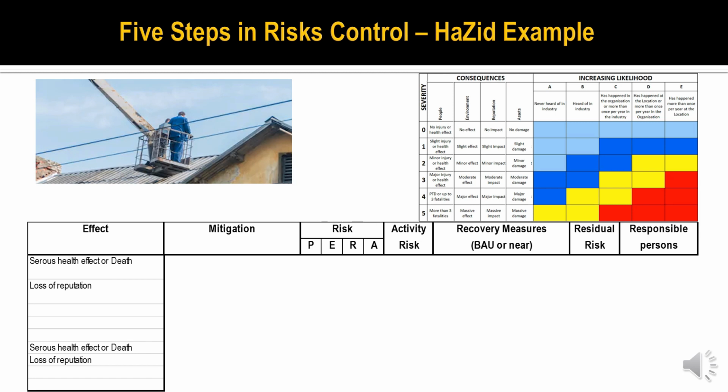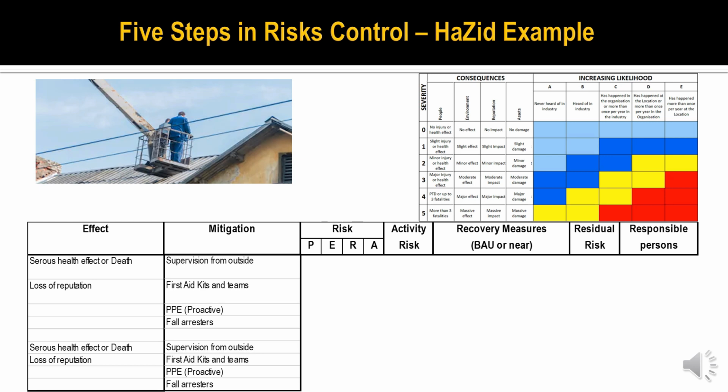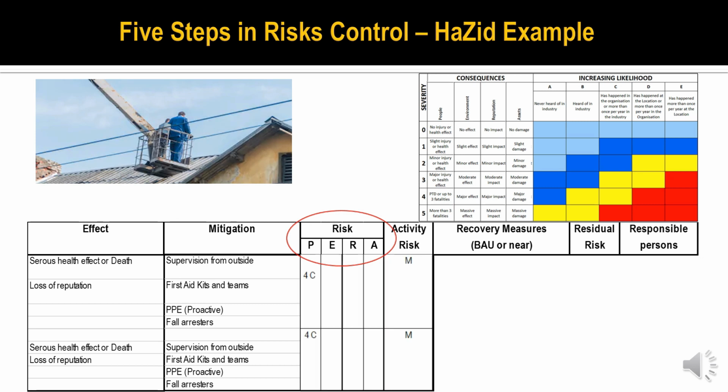Now you can see here, we discussed the effect, what is going to happen. Now we discussed the mitigation measures. Now is the opportunity to talk about the risk. You can see here, I have mentioned the people as 4C, P4C. What is P4C? Permanent total disability or up to 3 fatalities.